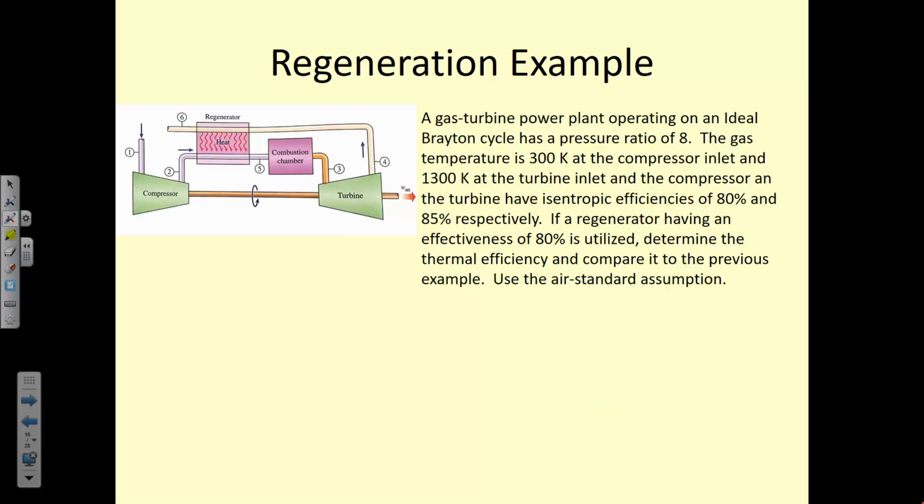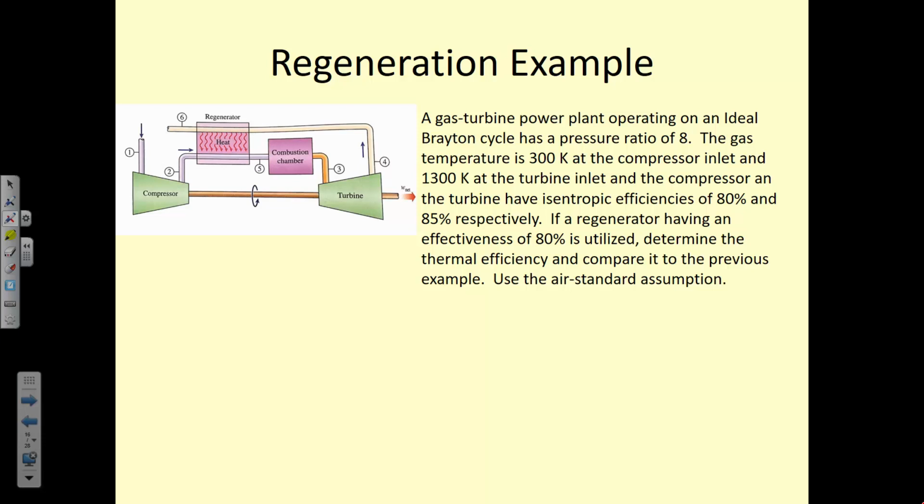So now let's look at our system again and say, okay, we've got this turbine and compressor that are not 100% efficient. They still have these isentropic efficiencies that are less than we'd like. But let's add a regenerator to the system and see if we can recoup some of the difference between the actual state and the ideal state. Now, I want you to note that the addition of a regenerator is not going to have any effect on the back work ratio. It's only going to change the thermal efficiency.